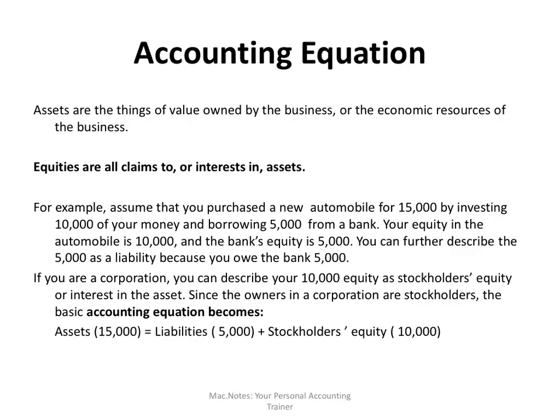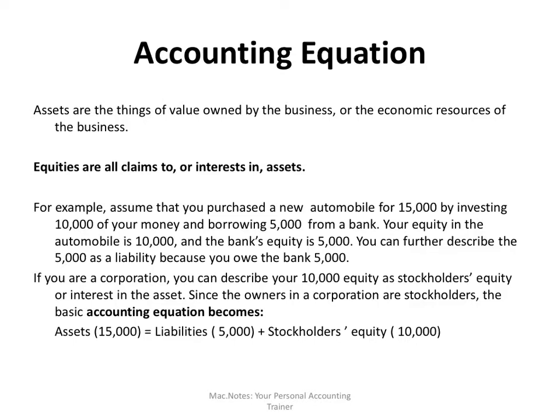Remember we said that assets is what a business owns. These are things of value owned by the business: trucks, buildings, equipment, or other economic resources of the business. Now the equities of a business are all the claims. They are people outside the business, which we call liabilities, and people inside the business, which we refer to as shareholder or stockholder's equity.